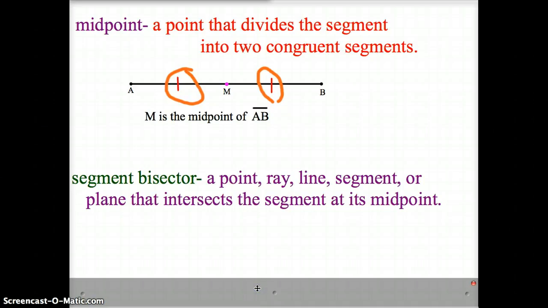A segment bisector is anything such as a point, a ray, a line segment, or a plane that intersects the segment at its midpoint. So point M up here is a segment bisector. If I had a line going through M, that line would also be a segment bisector because it's bisecting line segment AB at its midpoint.